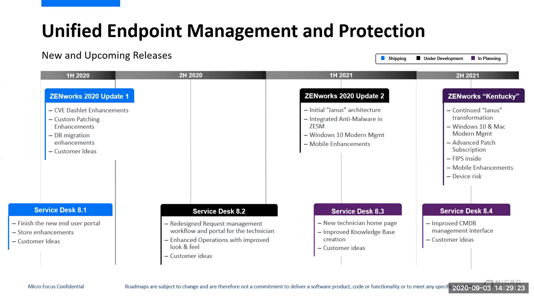Next to that, we've got some mobile enhancements coming up in Update 2. The next release after that is going to be ZENworks Kentucky, where we do some additional things on modern management, for example. But Update 2 is the one that we currently focus on. The line below, Service Desk, as mentioned, we're working on the technician interface to refresh that completely as well. Where Genus is, where 2020 Update 2 is planned for probably mid-first half of next year.